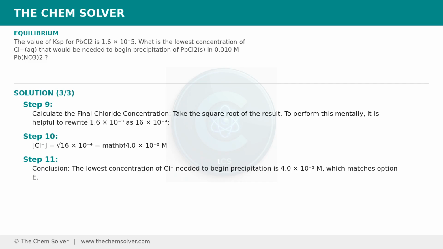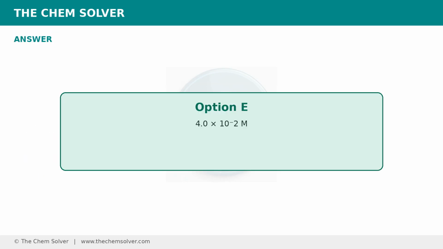Conclusion. The lowest concentration of Cl⁻ needed to begin precipitation is 4.0 times 10 to the power minus 2 molar, which matches option E. The correct answer is option E, 4.0 times 10 to the power negative 2 molar.